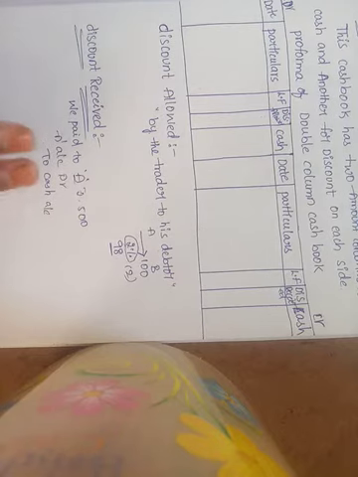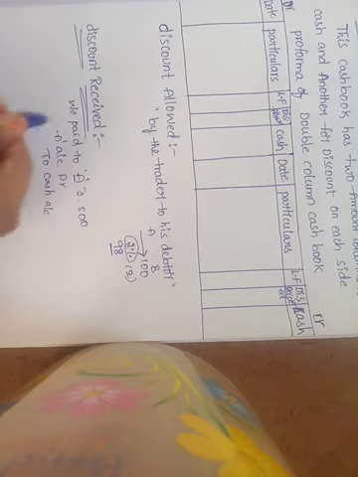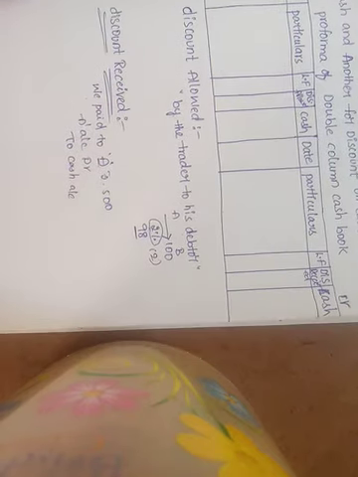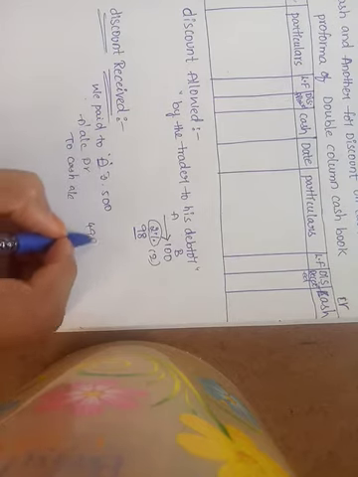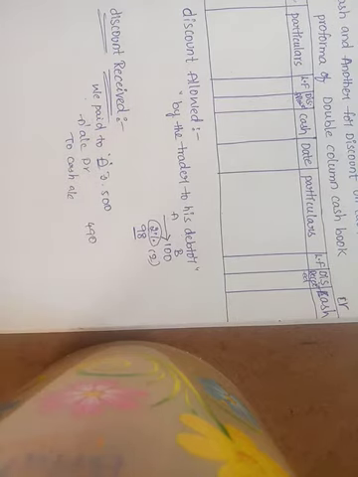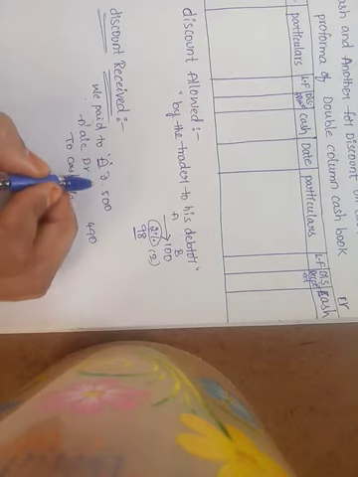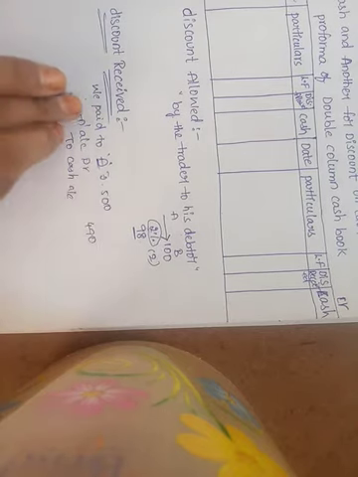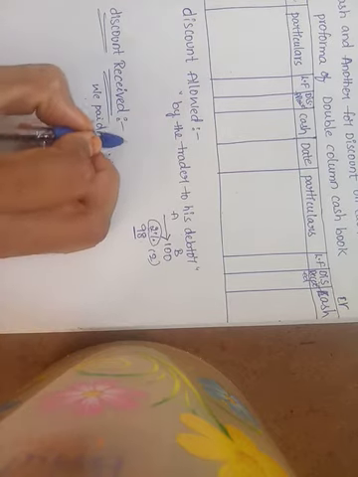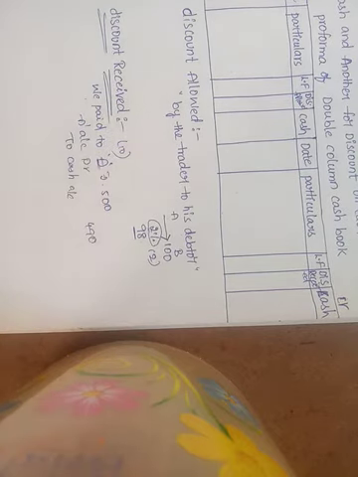From our side, cash is going out, as we paid some amount to A. So what A said is, you pay just 490, because you paid at the correct time, so I will give you a discount of 10 rupees. That 10 rupees is known as discount received.